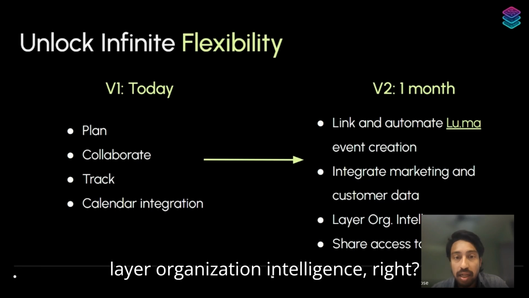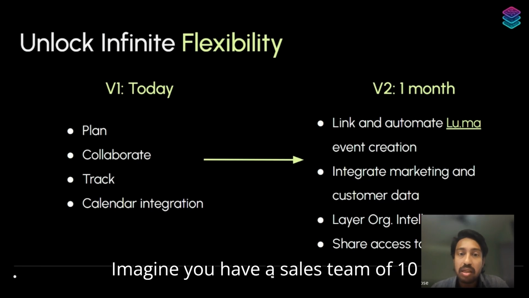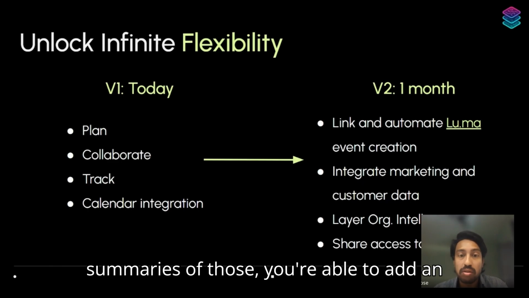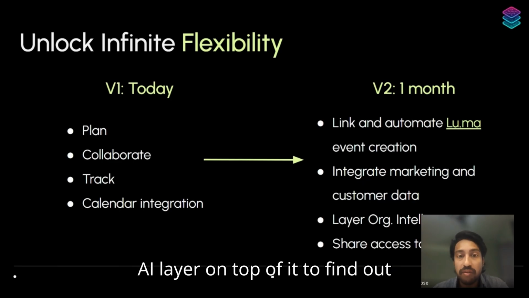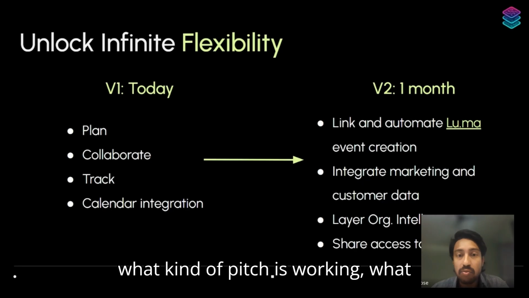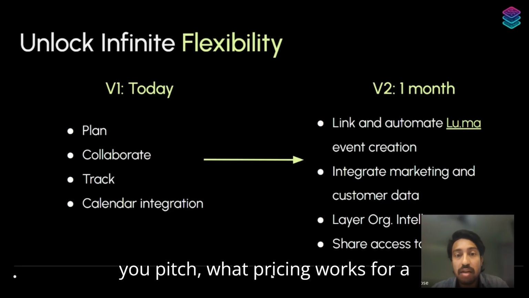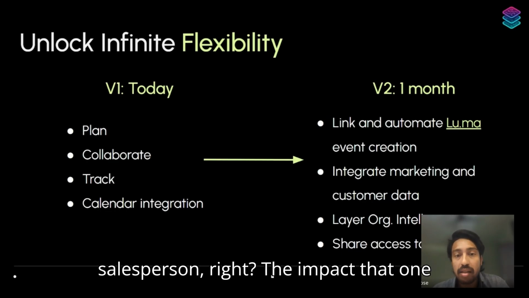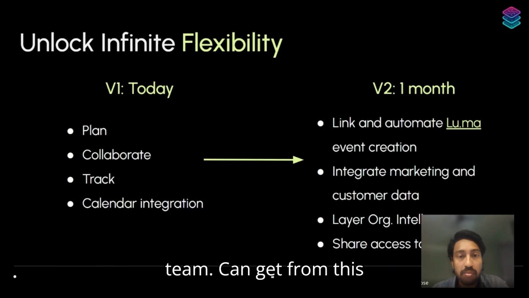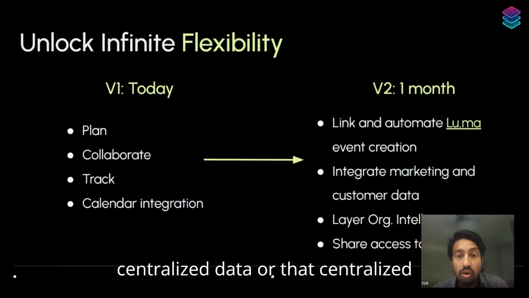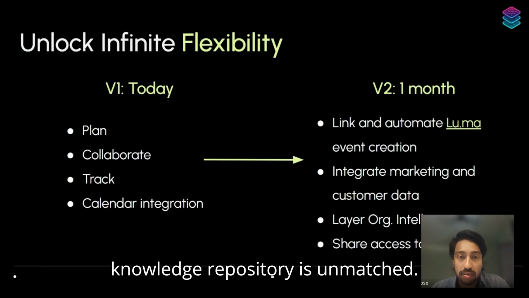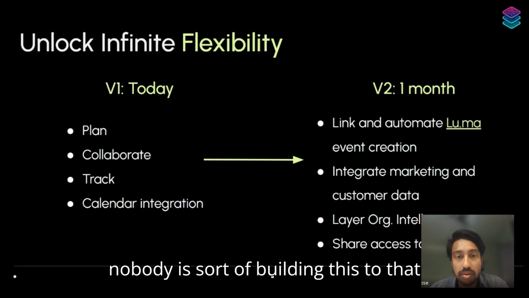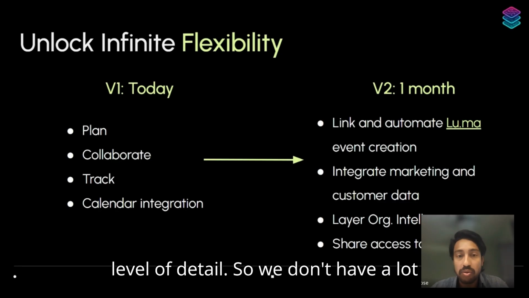We can layer organization intelligence, right? Imagine you have a sales team of 10 people. Their inputs, the conversations that they are having, if you have summaries of those, you're able to add an AI layer on top of it to find out what kind of pitch is working, what language is working, what features, if you pitch, what pricing works for a particular salesperson, and you're able to transmit that information to every salesperson, right? The impact that one team can get from this centralized data or that centralized knowledge repository is unmatched, right? And it's basically a gold mine waiting to be discovered. It's just that nobody is sort of building this to that level of detail. So we don't have a lot of use cases, right?